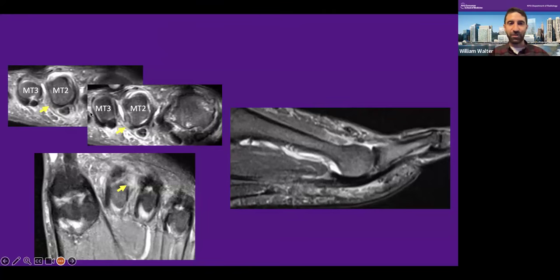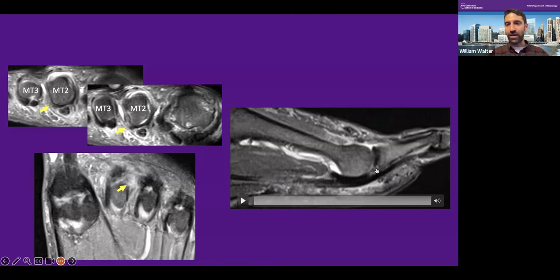This patient has imaging findings of capsulitis, basically. They have some fluid around the flexor tendons. That kind of makes sense, that there would be bleeding into the tendon sheath if you tear the plantar plate, because it's so close in proximity to those flexor tendons.